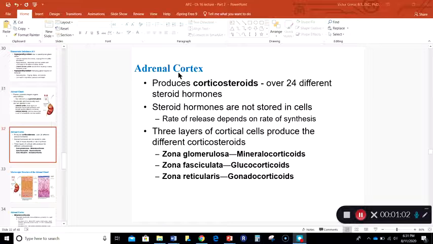And the adrenal cortex is made up of these 3 layers or zones, which are called zona glomerulosa, fasciculata, and reticularis, which make their own classes of hormones: mineralocorticoids, glucocorticoids, and gonadocorticoids, which we'll be going over.